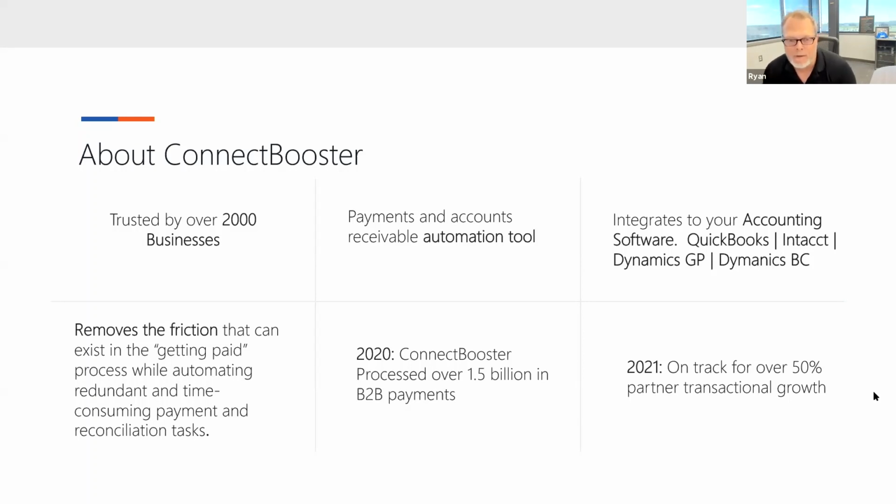We're a payments and accounts receivable automation tool, and we integrate to the core accounting packages that you already use to run your business. Why that's important: we're not in the business of trying to radically change how you're creating an invoice for your client or adapt workflows that are working for your business. What we're going to talk about is adding a whole other layer of automation on top of those core business tools that doesn't exist for you today.